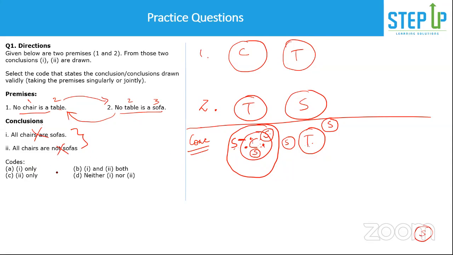So now we have to come to the answer. You can say neither one nor two, because both the statements cannot be 100% drawn. If they are valid everywhere, only then they can be conclusions. Now I explain again.